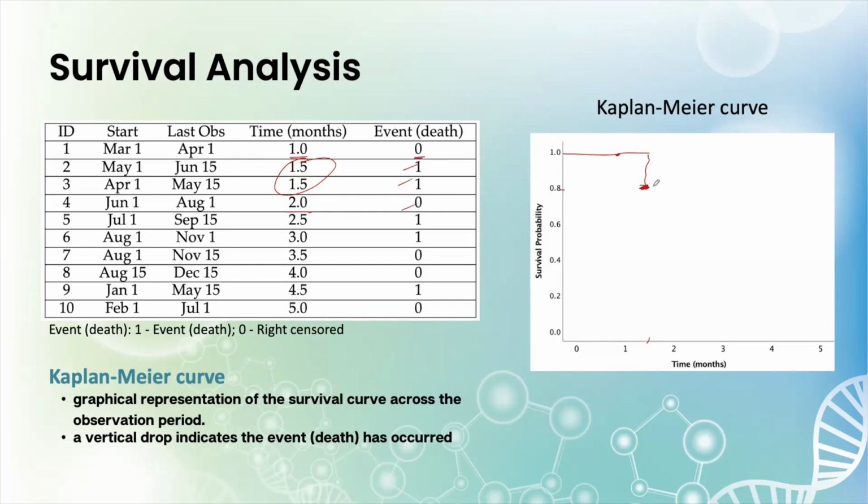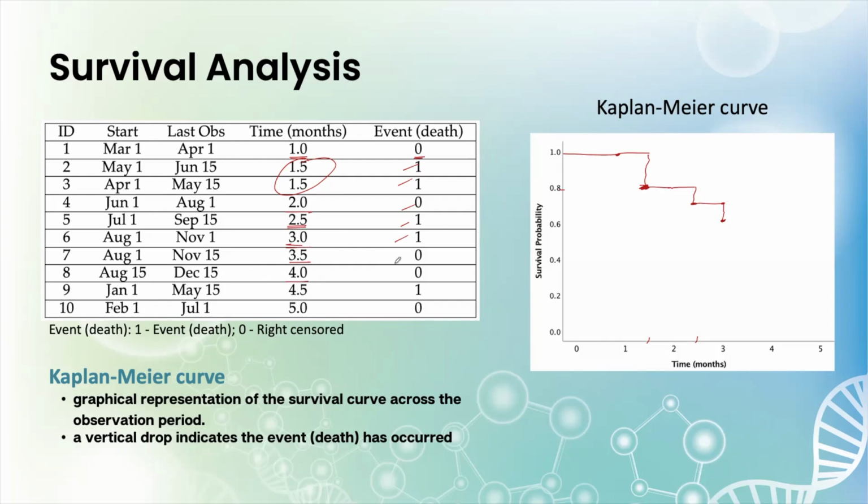Next, after 2 months, no patient died, so I'm going to put a horizontal line. At 2.5 months, 1 patient died. So at 2.5 months, somewhere here, 1 patient died. That makes it 70% probability of survival, meaning 7 out of 10 of them are alive after 2.5 months. But after 3 months, another patient died. So I'm going to put here, after 3 months, another patient died. That will be another vertical drop.